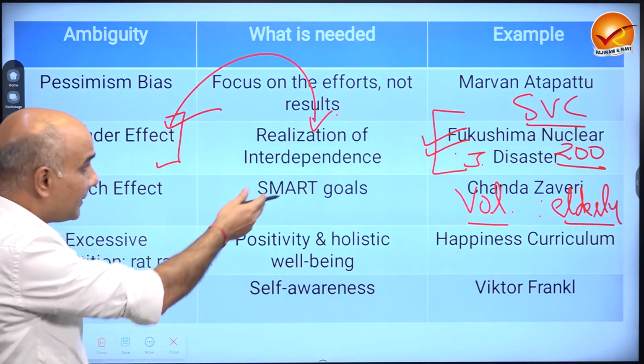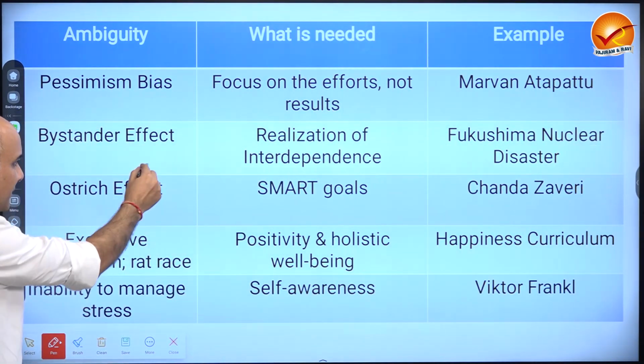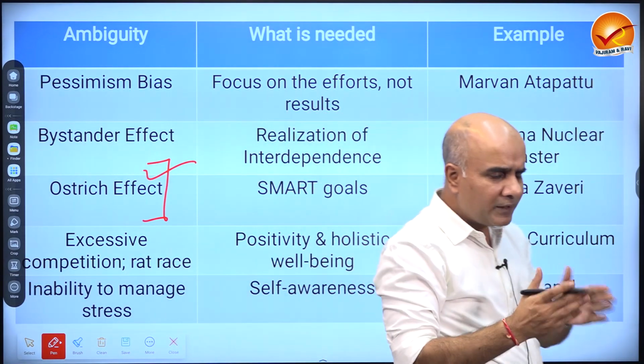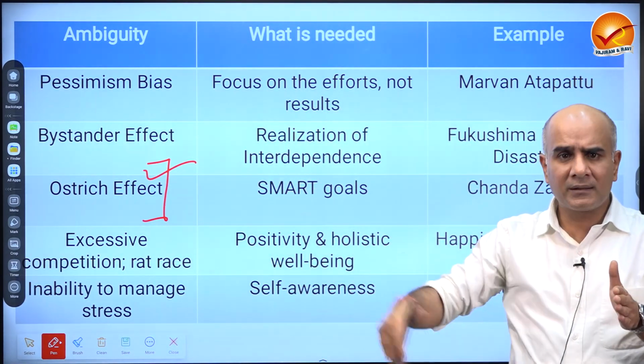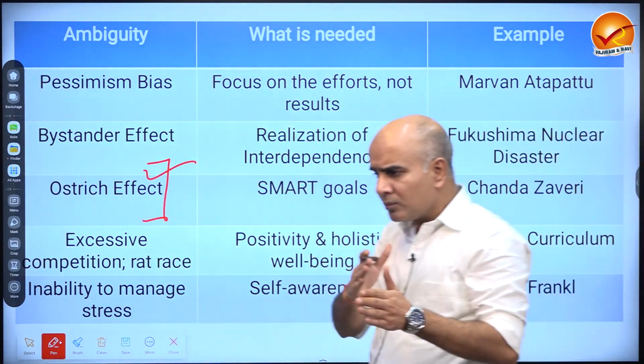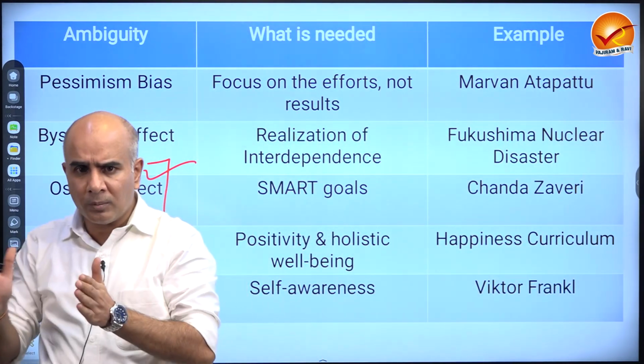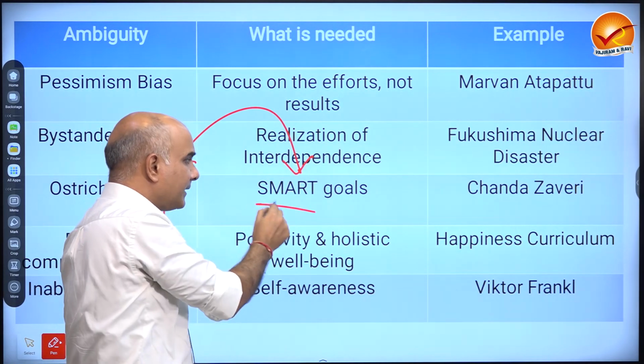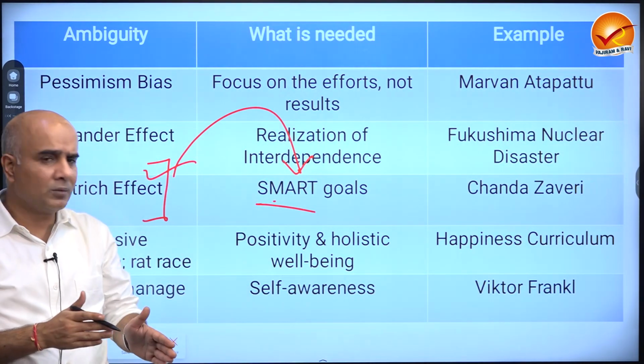Similarly, example, Chanda Zaveri we are talking about, this we used earlier also, the ostrich effect. What is the ambiguity? That very often we know that there are problems, there are troubles around us, but we choose to completely ignore them. We remain oblivious to them. Here what is needed? To focus on creating SMART goals. What are SMART goals?